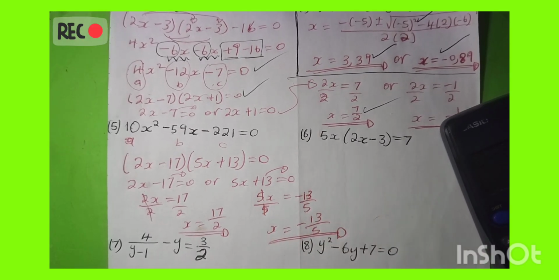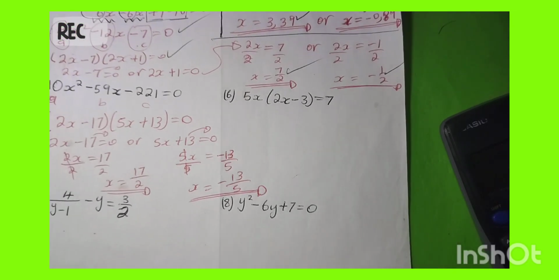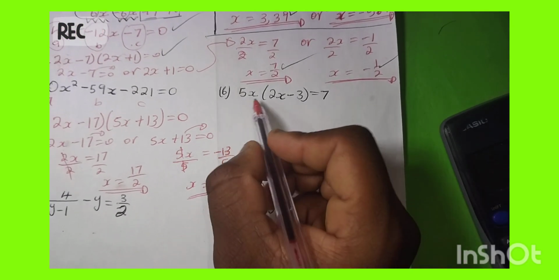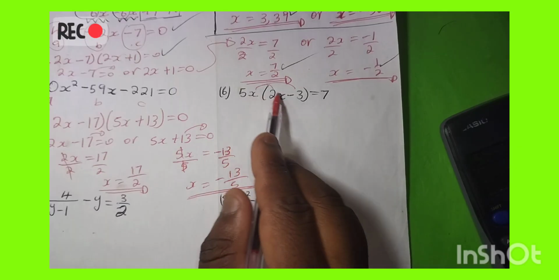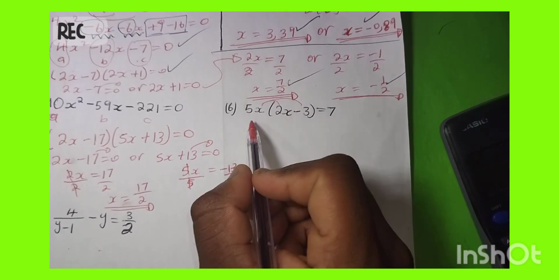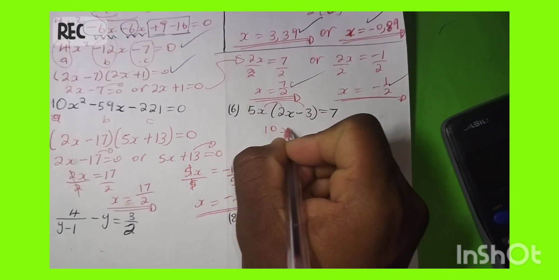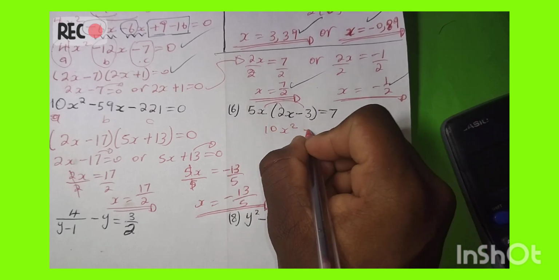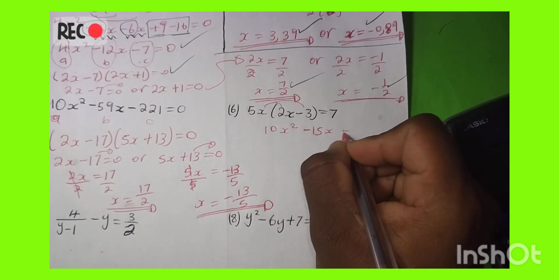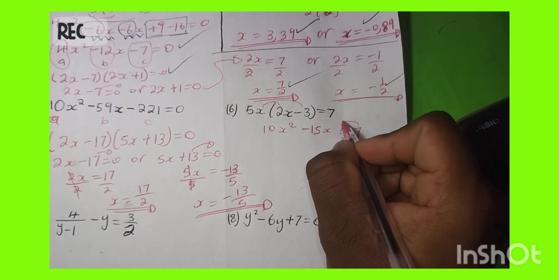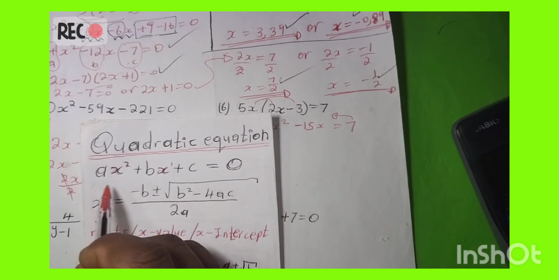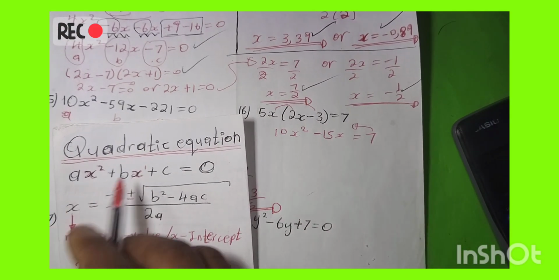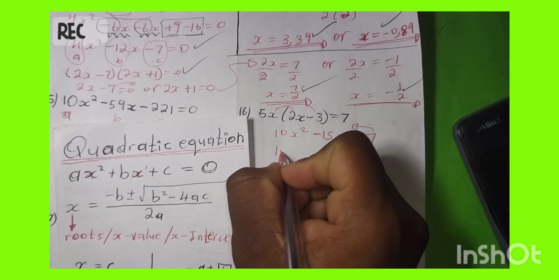Do you see, guys? This thing is straightforward. So what about this one? This one we should first expand to remove brackets. So I'll expand. This is what will happen. This multiplied is 10x squared. This multiplied is minus 15x. Here I got 7. Take this to the other side, so that I can form my quadratic equation in standard form. That will become this then.